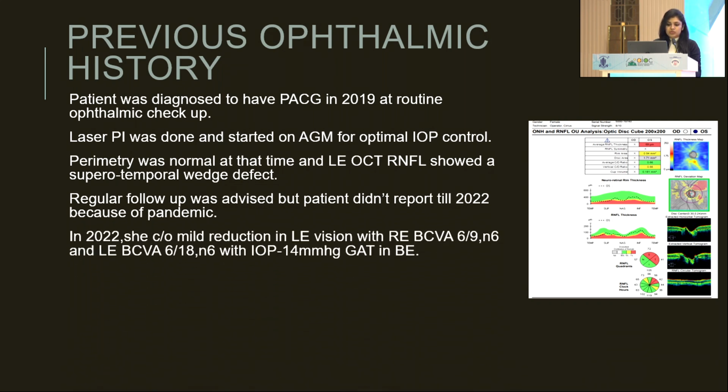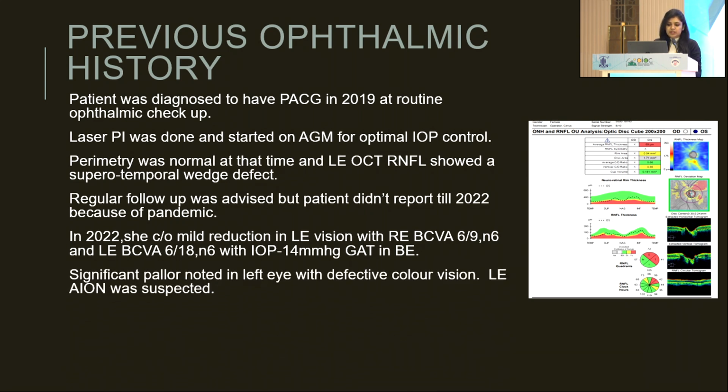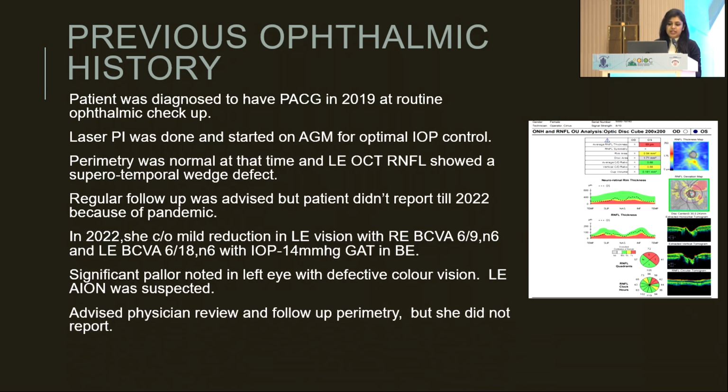In 2022, she complained of mild reduction in left eye vision with right eye best corrected visual acuity 6/9 and N6 and left eye 6/18 and N6 with intraocular pressure 14 in both eyes. Significant pallor was noted in the left eye with defective color vision. Left eye AION was suspected. She was advised a physician review and follow-up perimetry, but she did not report.